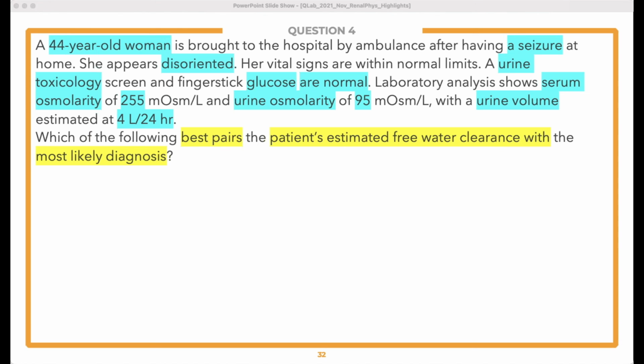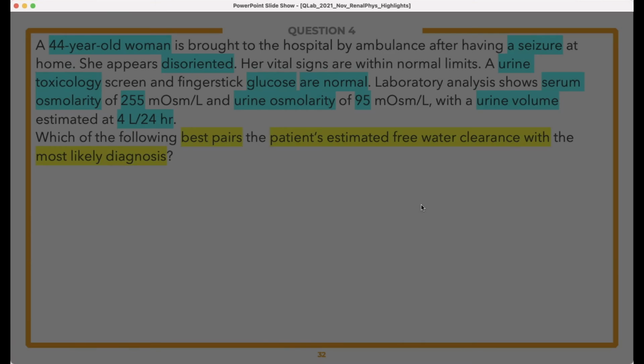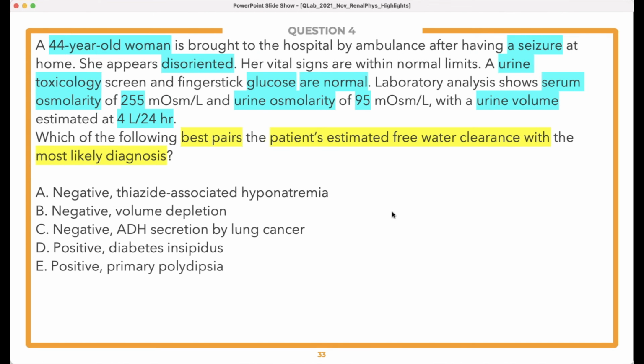So I think we've got a couple steps here. One, obviously, we've got to figure out what the estimated free water clearance would be for this patient, and then two, use that as well as the other clues to come up with a most likely diagnosis. And then we've got to look at those answer choices and make sure they pair up nicely. So I think we've got two steps here. So let's take a look at those answer choices one more time. Once again, I'm going to start at the bottom and work my way up to the top.